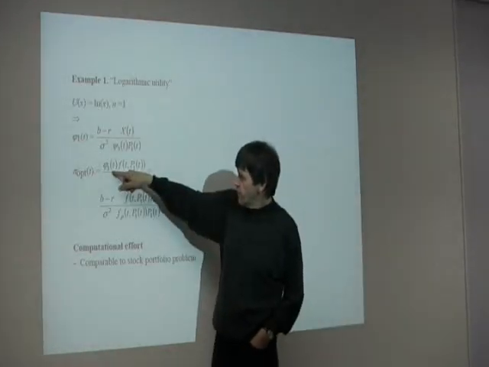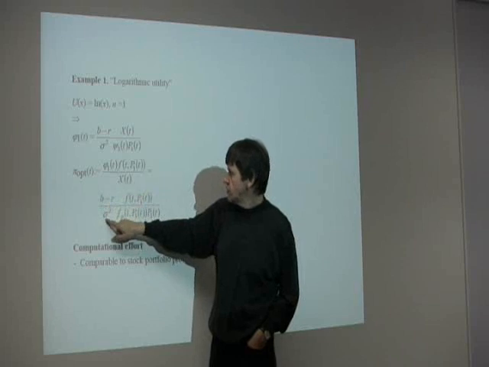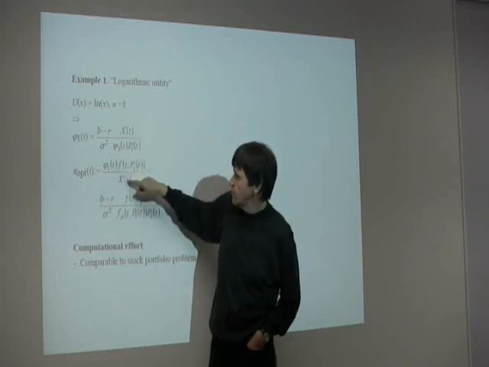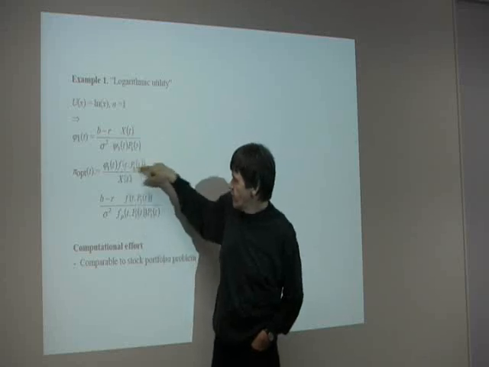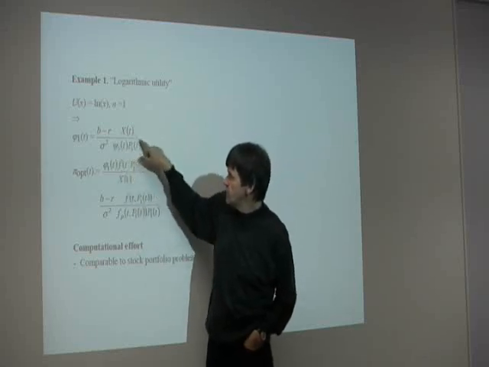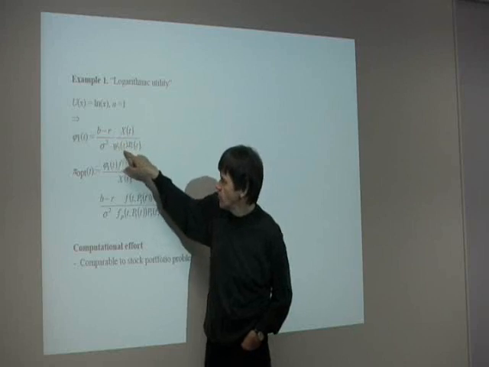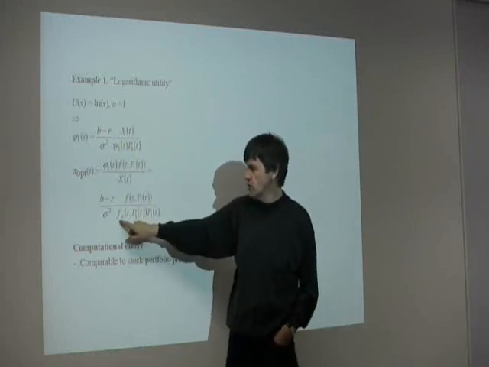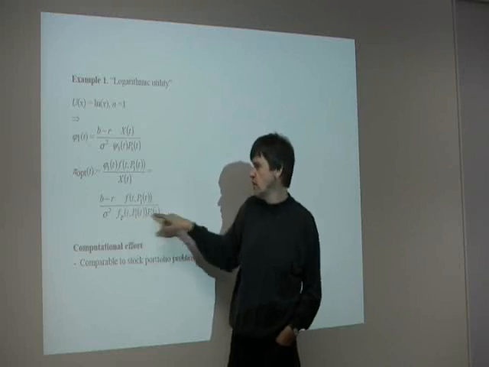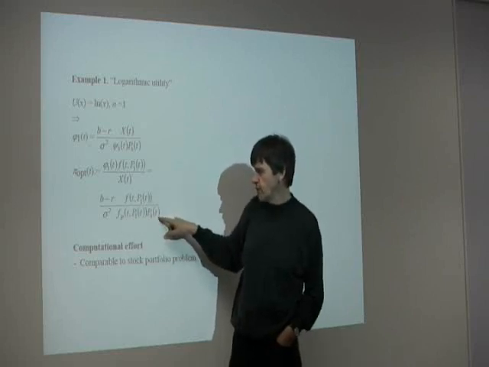We know what the phi 1 of t is. It's b minus r over sigma squared. There's an x here, there's an x there. The x's cancel out. We have the phi here, and we know what this is. This is the so-called delta, the hedging strategy, which is given as the delta, the partial derivative with respect to the price, multiplied with p1 of t.